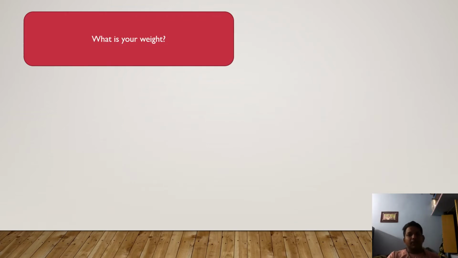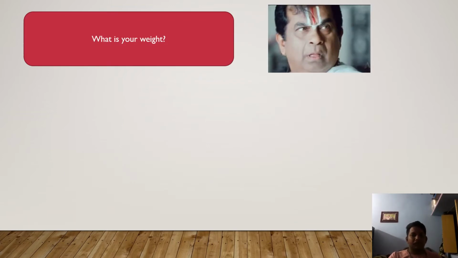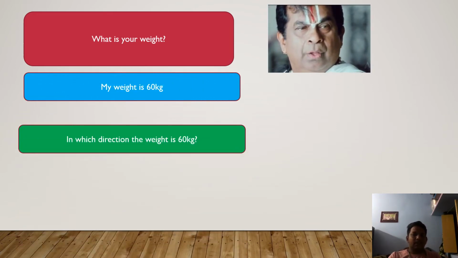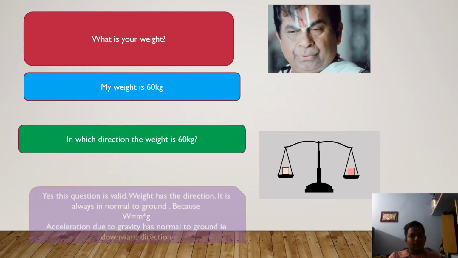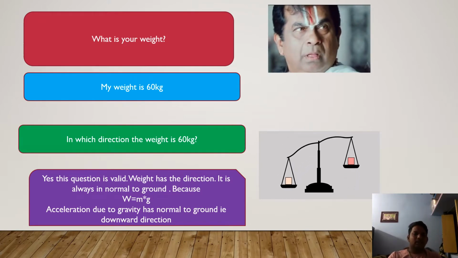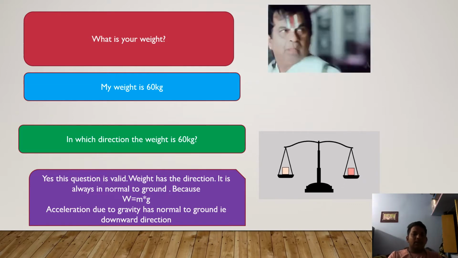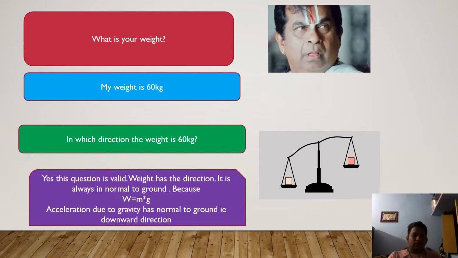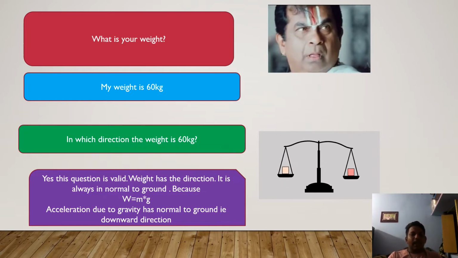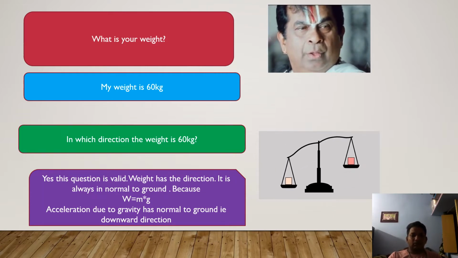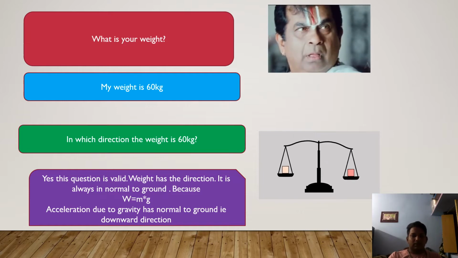Another example: what is your weight? Let's say my weight is 60 kgs. In which direction is the weight 60 kgs? Yes, this question is valid. The weight has a direction. It is always normal to the ground because weight is equal to mass into acceleration due to gravity. Acceleration due to gravity has a direction that is normal to the ground, that is, in the downward direction.